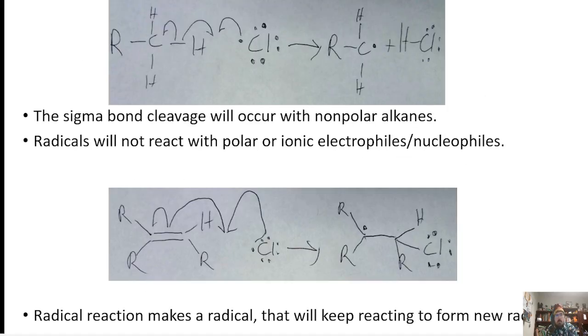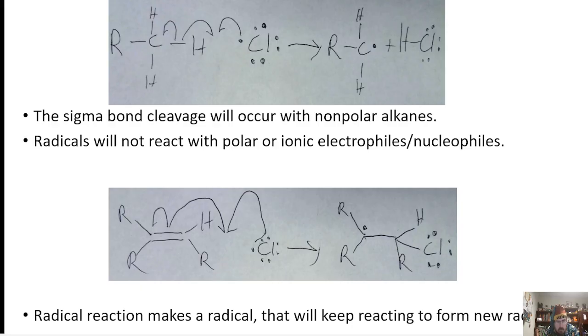So a simple reaction. A sigma bond cleavage will occur with nonpolar alkanes. It doesn't matter that it's nonpolar, and usually nonpolar alkanes do not react. You have a radical, it can pull off this. So chlorine can pull off a CH bond and create a radical. Radicals will not react with polar or ionic electrophiles or nucleophiles, so we won't see a lot of reaction in our normal functional groups.